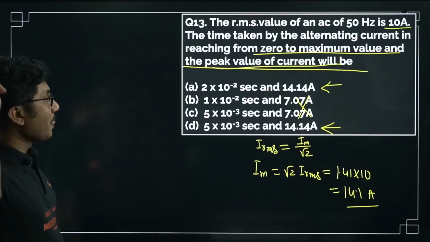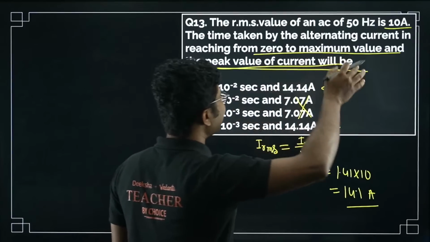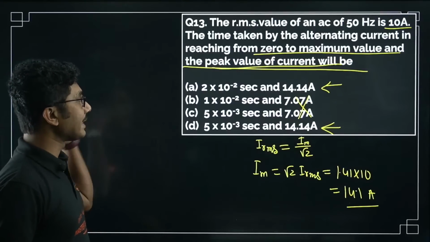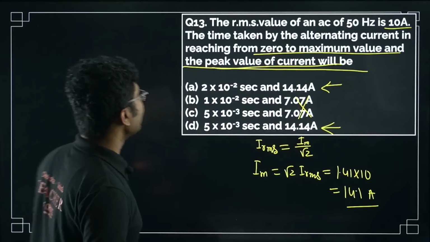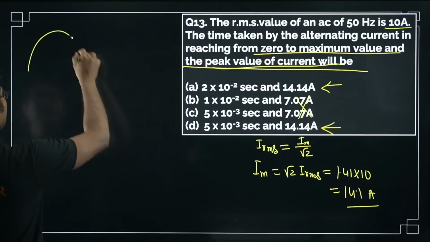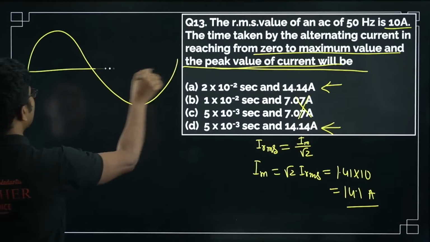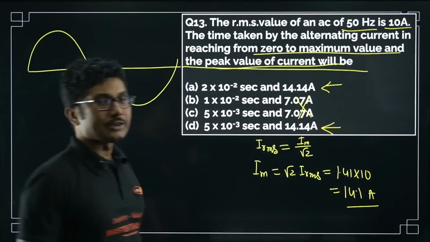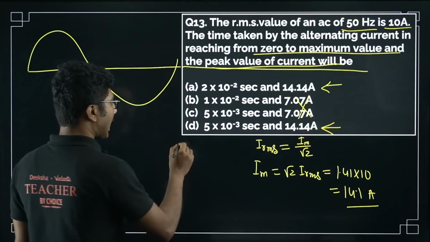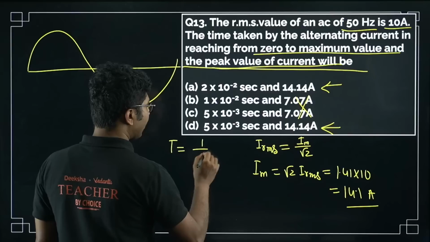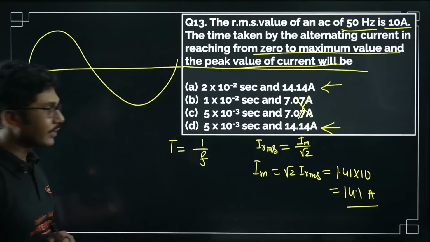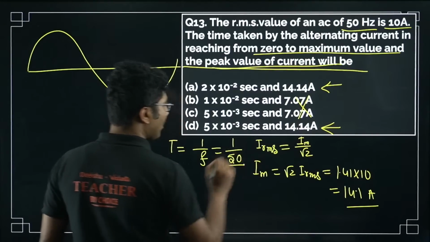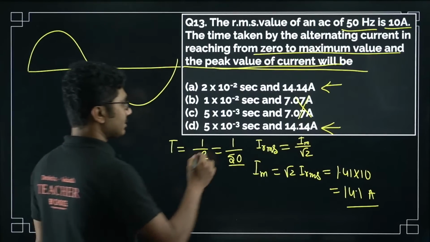Right, now you can guess the answer as well. If you are using logical reasoning, you can guess the answer as well. Let's check that out. So this is the AC. What is the meaning of 50 Hz? 50 Hz means it is oscillating 50 times in 1 second. So time period will be 1 by frequency, right? This is the relationship between frequency and time period. So time period will be 1 by 50 seconds.